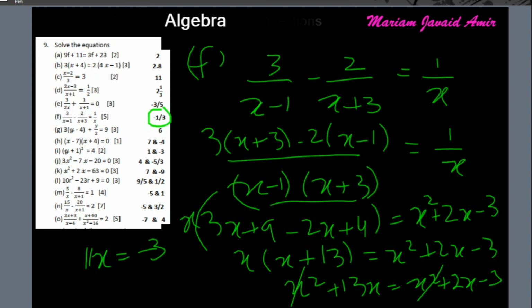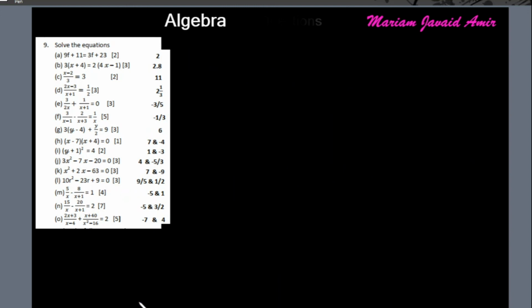Okay, so I've spotted a mistake I've made. Minus 2 times minus 1 is plus 2, not plus 4. So 9, 10, 11, this becomes 11. So we get 11x here. And then 11 minus 2 would be 9. And then x would be minus 3 over 9, which is minus 1 by 3. Now we're getting the right answer for part F.